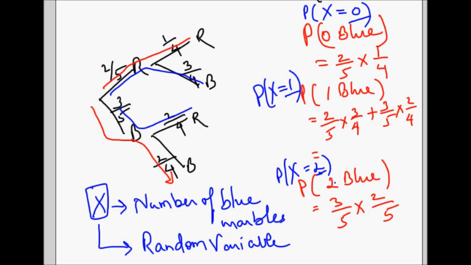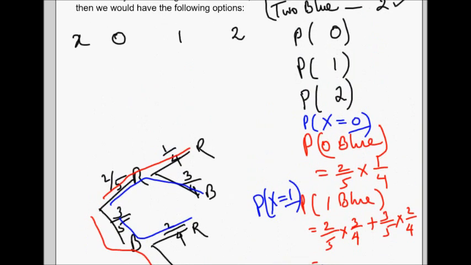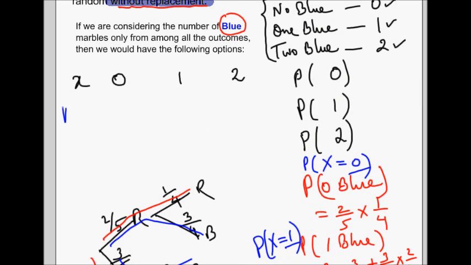Okay, so going back, you can write the probability distribution table like this. For each probability of X equal to x, where x can take 0, 1 and 2, for 0 it is 2 over 5 times 1 over 4, which is equal to 1 over 10. So this could be 1 over 10.